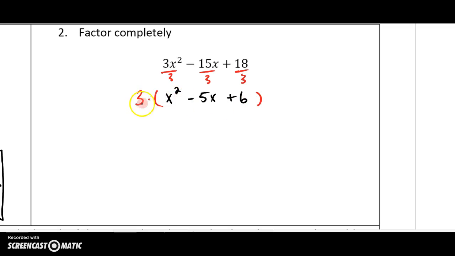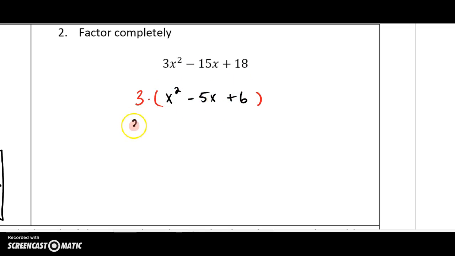Now, if we distributed 3 times x squared, 3 times negative 5x, 3 times 6, you end up with 3x squared minus 15x plus 18. All right, these are equivalent, so this is equivalent to this. Now what I'm doing is I'm trying to factor this now.